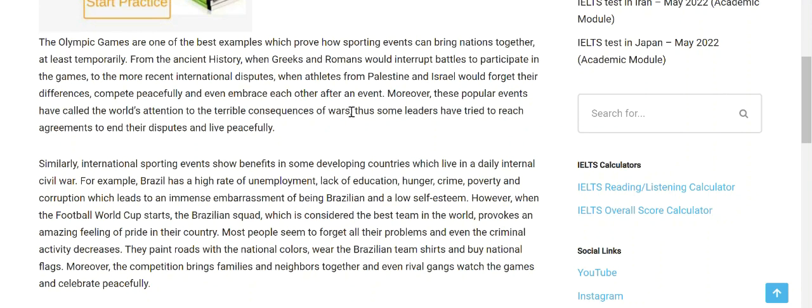اوکی. laws میگه میتونن چی باشن؟ شرط جنگو میتونن چی باشن؟ میتونن شرایط جنگی جهان باشن. خوبه. have called attention towards. چرا؟ those میتونن شرایط جنگی جهان باشن. those بنابراین leaders have tried to reach agreement to end their dispute and live peacefully. یعنی میخوان که جنگ رو داشته باشن ولی توی این روش.